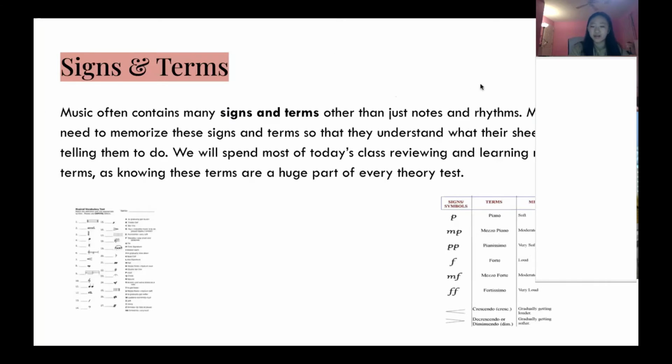So signs and terms. Music often contains many signs and terms other than just notes and rhythms, and musicians need to memorize these so that they understand what their sheet music is telling them to do. We're going to spend most of today's class reviewing and learning musical terms. For example, on a test, you may see something like this. They're not going to put like 30 of them, but something like that.